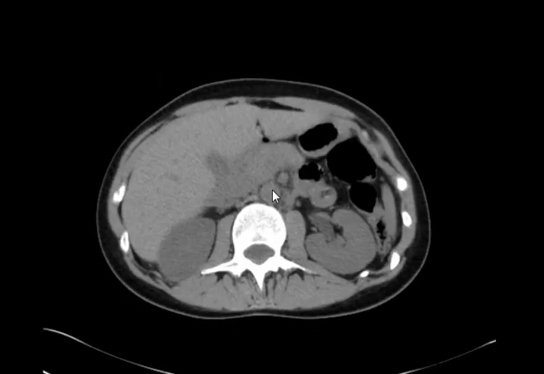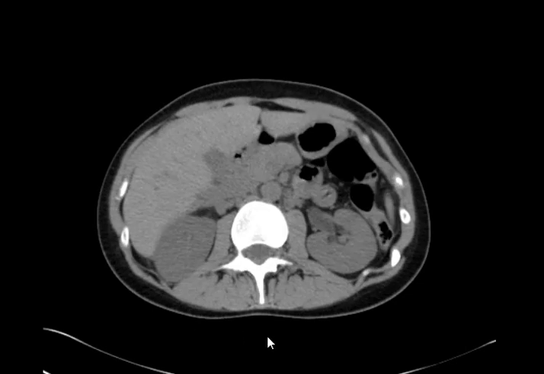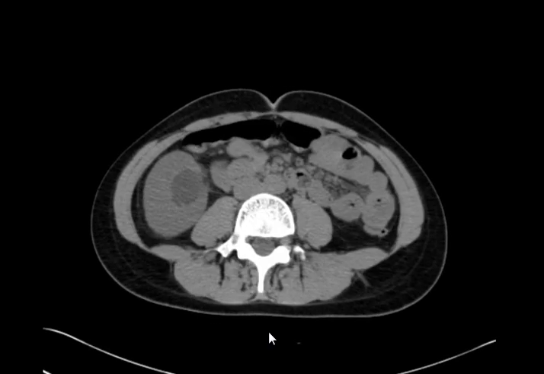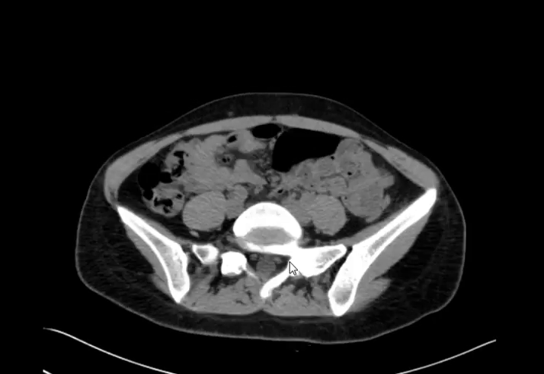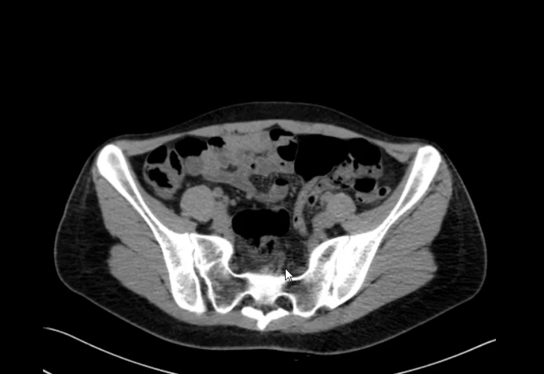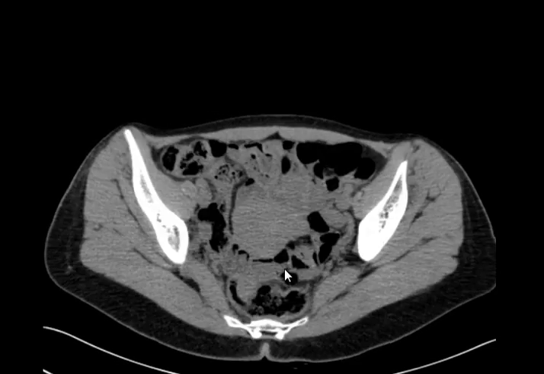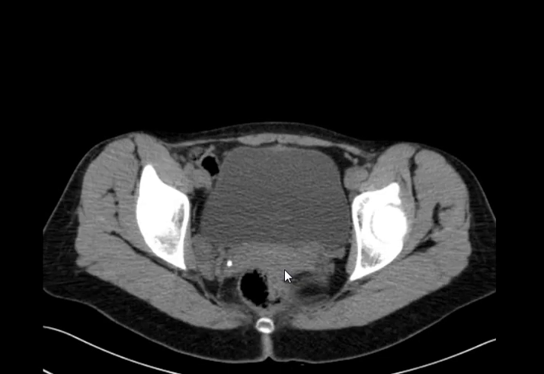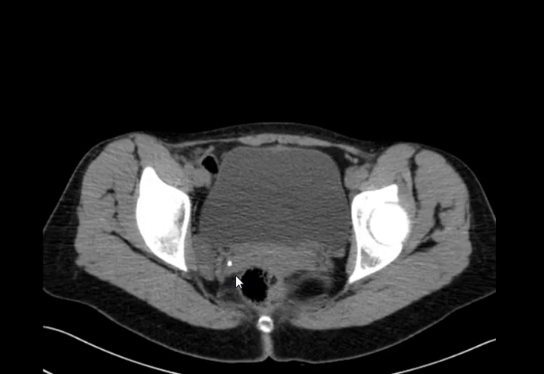Where is the stone? Show it on the axial. I told you, we start with the axial. Where is the stone? You say there is a hydronephrosis on the right side caused by a stone. Is this a stone? Is there a hydroureter or just hydronephrosis?